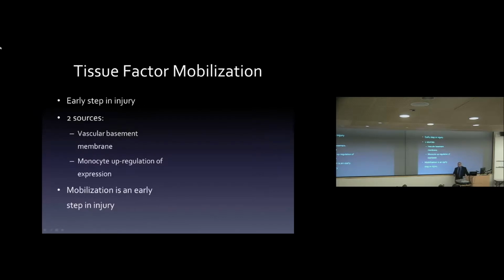And what we actually see is that in the setting of injury, there is this tissue factor mobilization. Now, as you recall, there's two sources. There's the traditional source that we all remember: tissue factor lining the basement membranes of our vasculature. So when that integrity is lost, that tissue factor gets exposed, and that catalyzes your extrinsic pathway. But additionally, as I mentioned, there's this monocyte upregulation. And this step occurs very early on in injury.